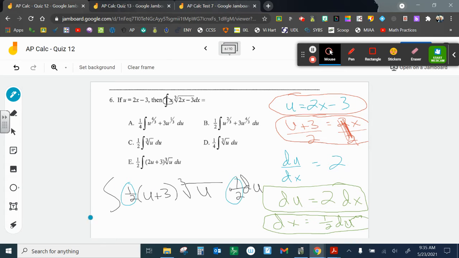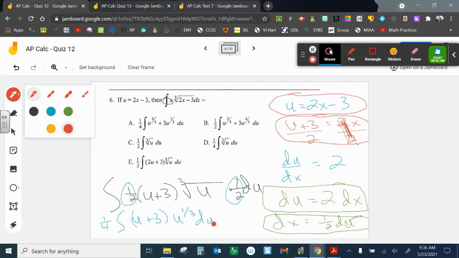I have 1/2 and 1/2. I'm going to take that constant out. I have u plus 3. And then the cube root of u is just u to the 1/3 du. And the nice thing is I can now distribute the u to the 1/3 to everything in the parentheses. So u to the first times u to the 1/3 is u to the 4/3. And then when I do u to the 1/3 times 3, I'm going to get 3u to the 1/3, and the 1/4 out front. Hey, that's going to give me my solution right here.